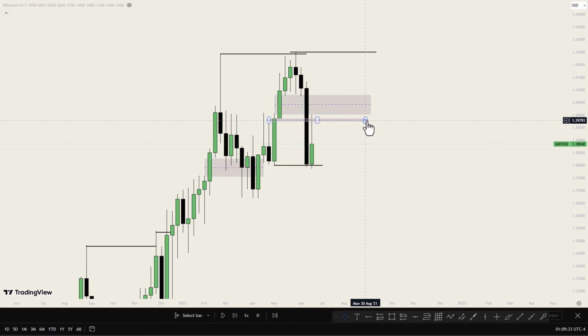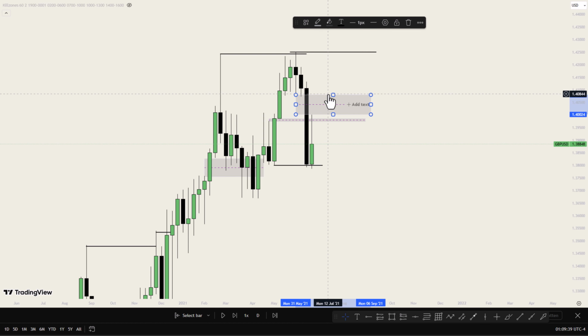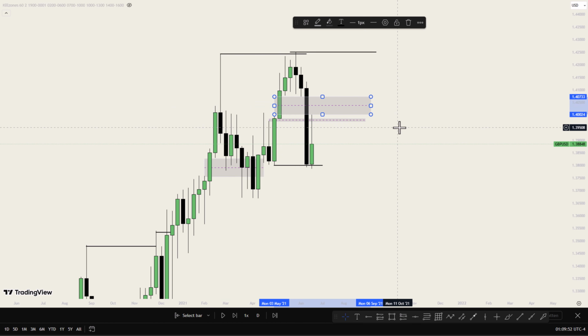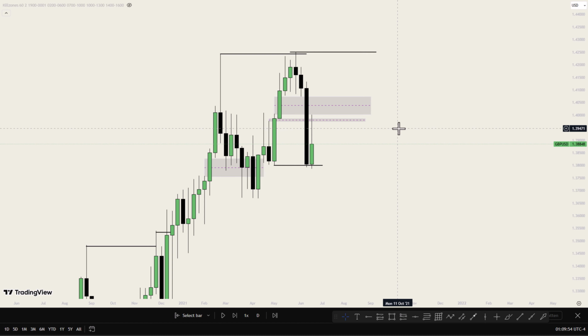Now, what do we have? We have a new fair value gap on the left, and on the right, this new fair value gap coincides with the fair value gap on the left, which gives us a balanced price range. So when we see two fair value gaps, now we have a balanced price range. But this is for another topic. But let's continue to see where price will be heading to.